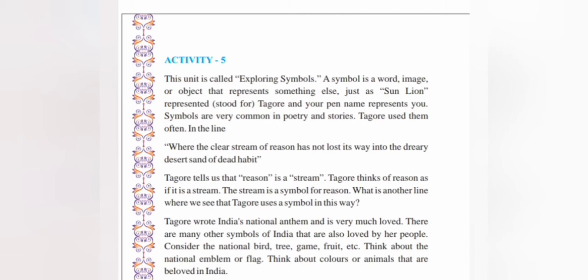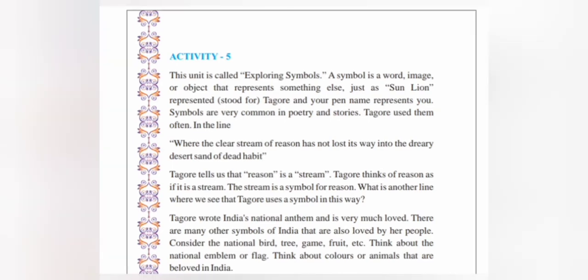Similarly, dreary desert sand symbolizes that there is no hope from the people. Dead habit refers to the superstitious habits of the people that were prevailing during the time of independence. Heaven of freedom symbolizes a place where there are no restrictions and people are free to follow any religion or culture or speak any language of their choice.